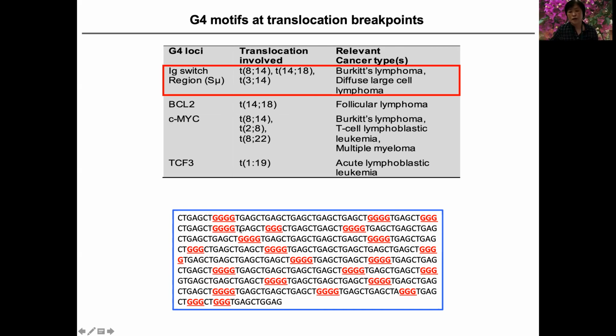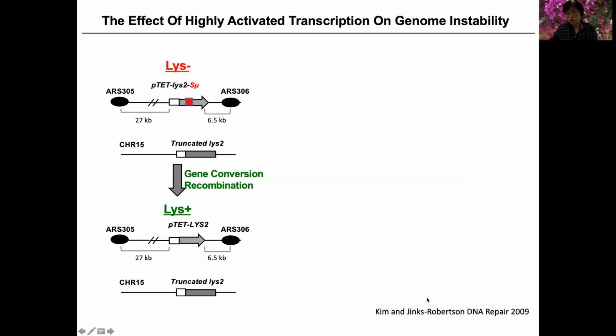that contains lots of guanine runs, as shown here, that can form G4 DNA, and put it into the yeast genome, specifically on chromosome 3, within the context of a LYS2 gene that is transcribed from a regulated PTET promoter. So this red box, for example, is representing the G4-forming S-mu sequence.